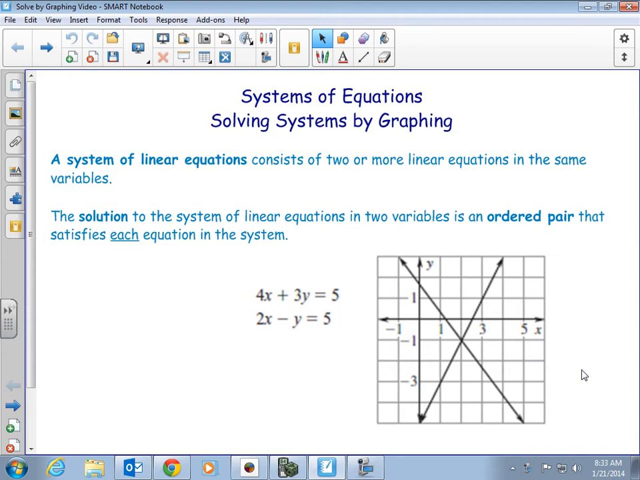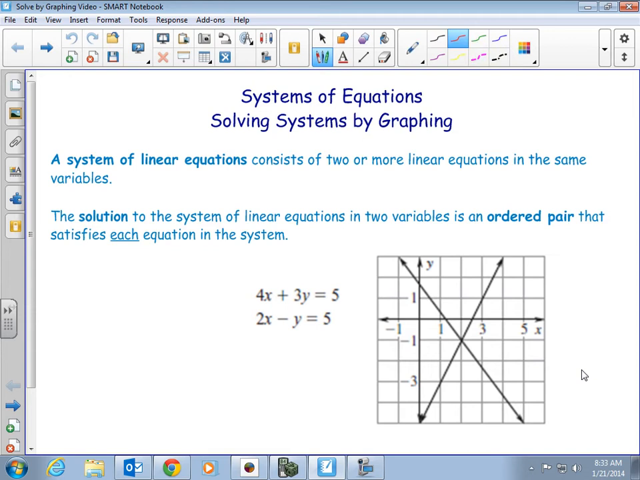So a system is when we have, remember, our two equations that have the same two variables that we are solving for. The solution to a system of equations that we're going to be finding is an ordered pair. So it's going to be an x value and a y value. Now, it doesn't always have to be those two letters. We could use r and s or m and n, but it's an ordered pair that's going to satisfy each of the two equations, or later on in life, multiple equations in the system.